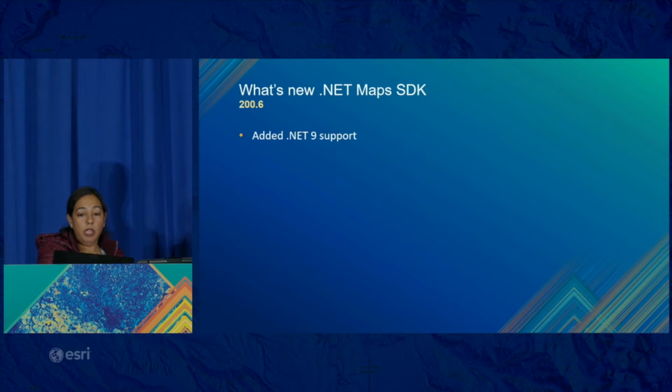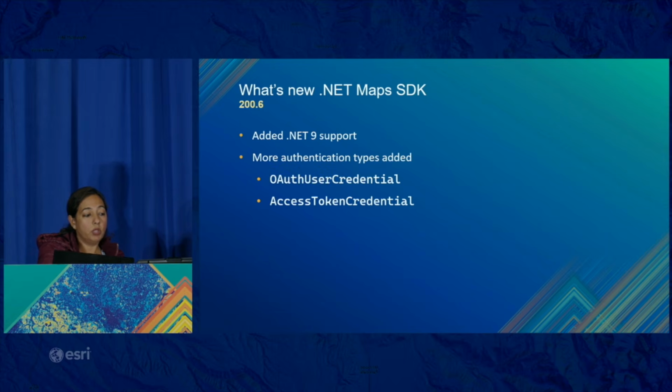In 200.6, we added support for .NET 9 all the way through SDK, templates, samples, demos. So .NET 9 is now supported across the stack. In continuation of our authentication types, we added two more authentication types, OAuth user credential and access token credential. These are also new types that provide APIs to secure and refresh tokens for accessing services, or for managing credentials that access token-secured services from ArcGIS content and services.